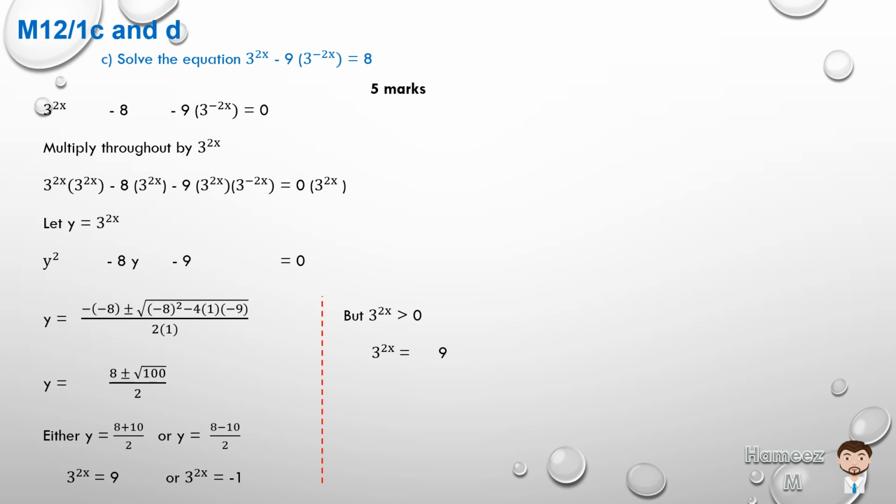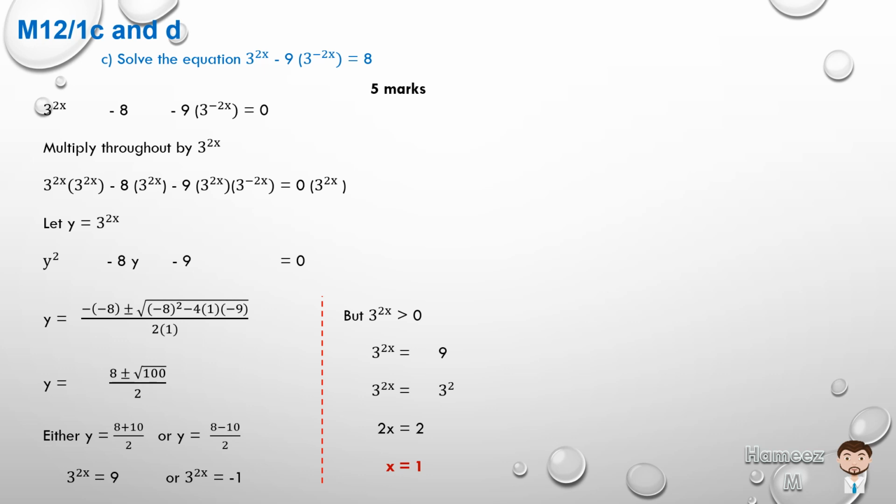There are a couple of ways to solve this. We can say 3 to the power 2x is equal to 3 to the power 2, or 3 squared, because 3 squared is equal to 9. As such, 2x is equal to 2, so x is equal to 1. When x is equal to 1, if we substitute back into the original equation, we get 3 to the power 2 times 1, which is 3 squared, or 9, minus 9 times 3 to the power minus 2 times 1, which is minus 2.